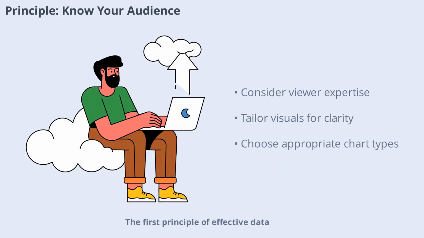First principle of effective data visualization is to always consider your audience. Who will be viewing your charts or graphs? Are they experts in the field or are they new to the topic? Tailoring your visuals to the audience's level of expertise ensures that your message is both clear and impactful. For example, a technical audience may appreciate detailed scatter plots, while a general audience might benefit more from simple bar charts. Understanding your viewers' needs helps you choose the right type of visualization and the appropriate level of detail.